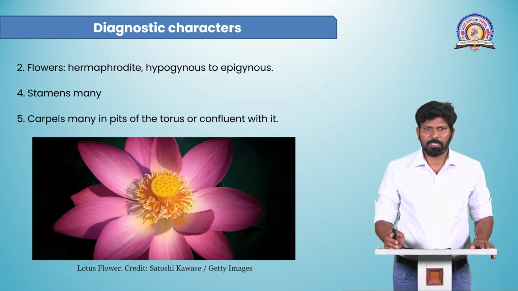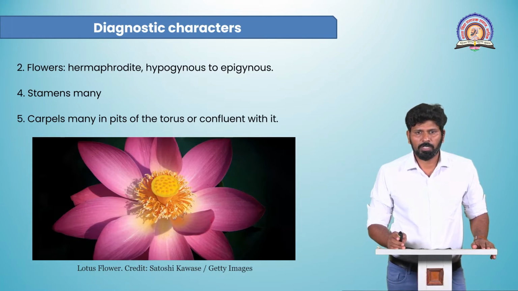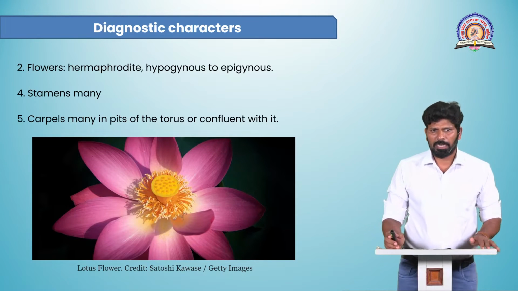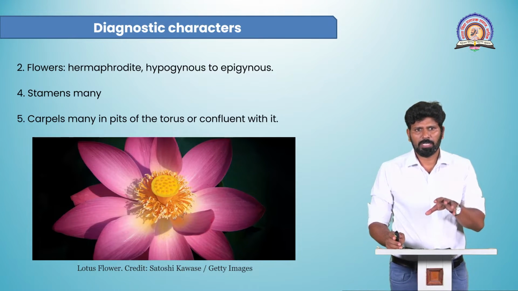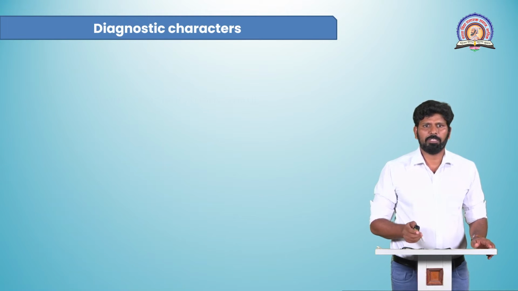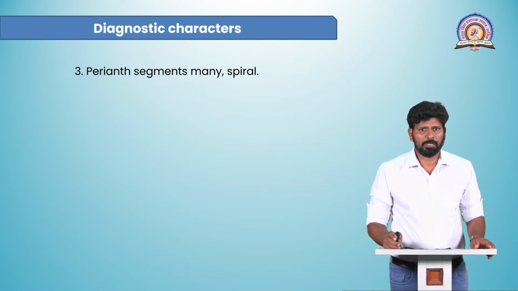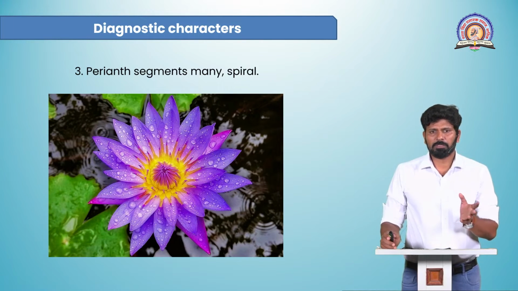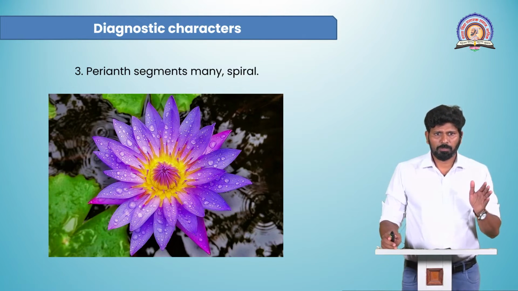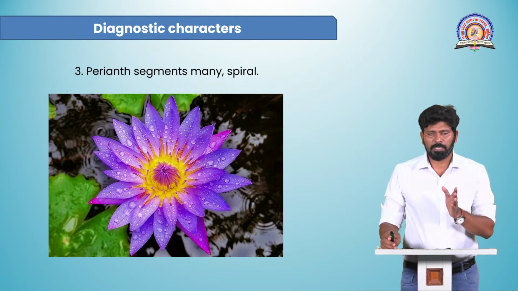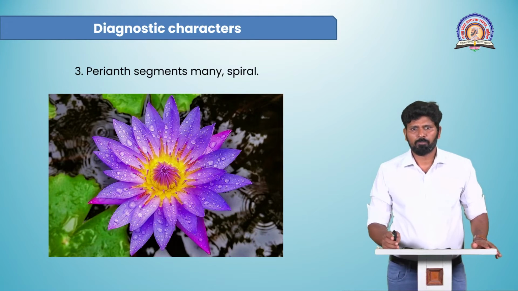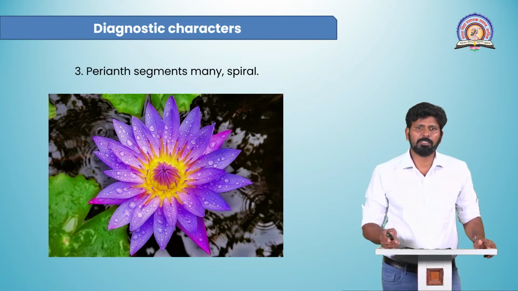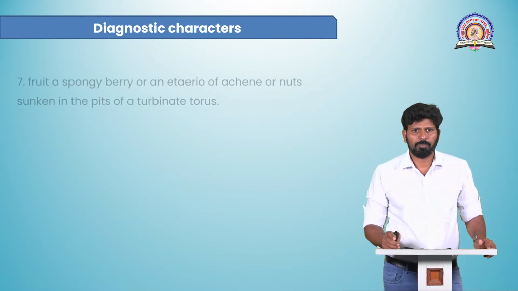Then carpels many in pits of the torus or confluent with it. So we can see at the center there is the gynoecium or carpels, and these are many in number. Then perianth segments are many and these are spiral. So this picture shows us the perianth segments are many. So there is no definite number of petals and stamens, and hence we can say that the perianth segments are many and these are arranged in a spiral condition.